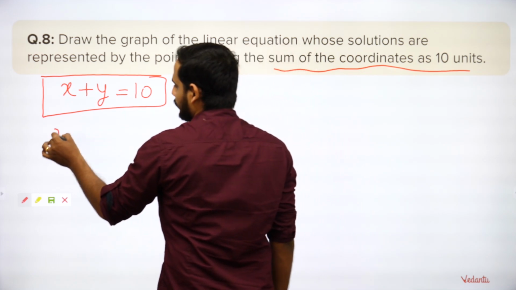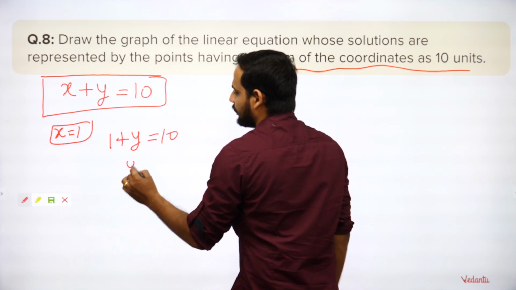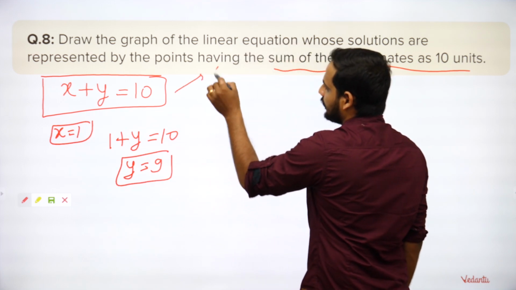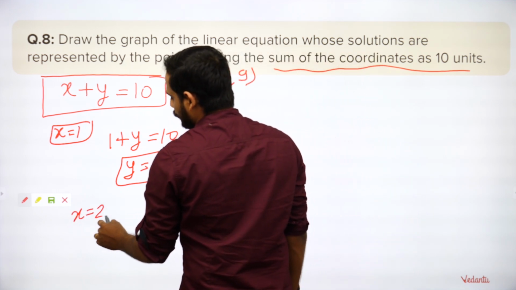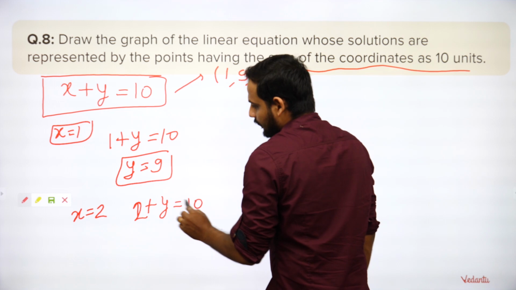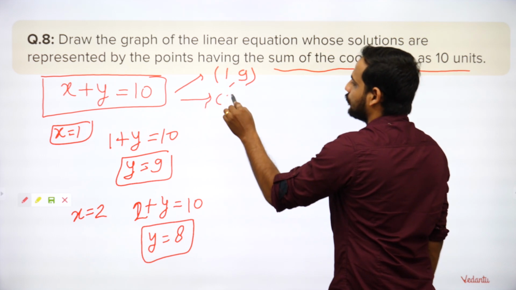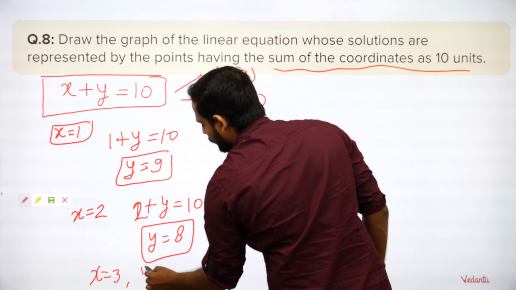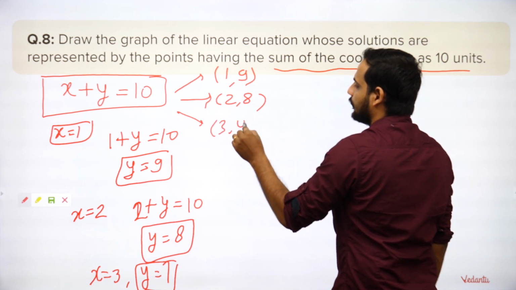So suppose I assume the value of x is equal to 1, I will be getting 1 plus y is equal to 10, that means y is equal to 9. So the first point which I have got here is (1, 9). Next point, let us say x is equal to 2, so you'll be getting 2 plus y is equal to 10, so y is equal to 8. So the next point here is (2, 8). And similarly you will get one more solution for x is equal to 3, y is equal to 7. So x is equal to 3, y is equal to 7.